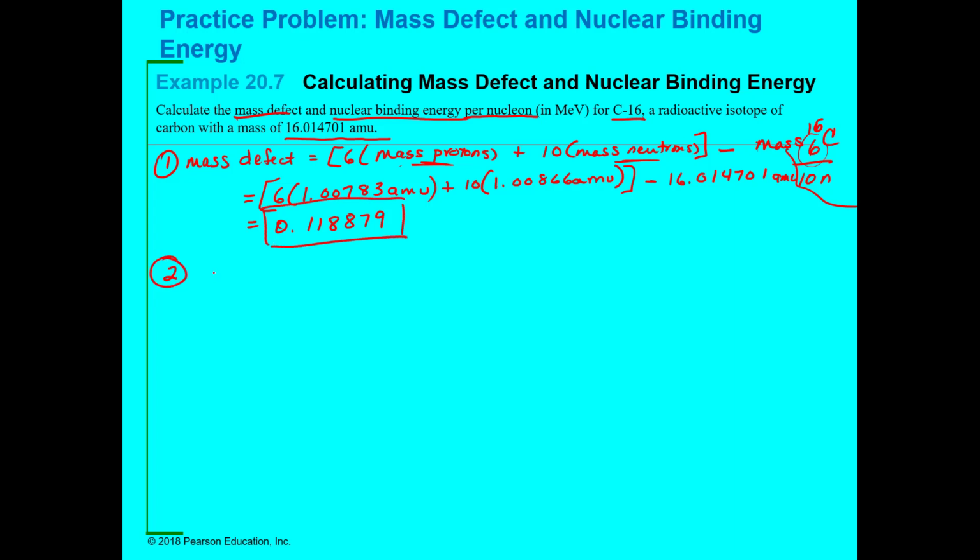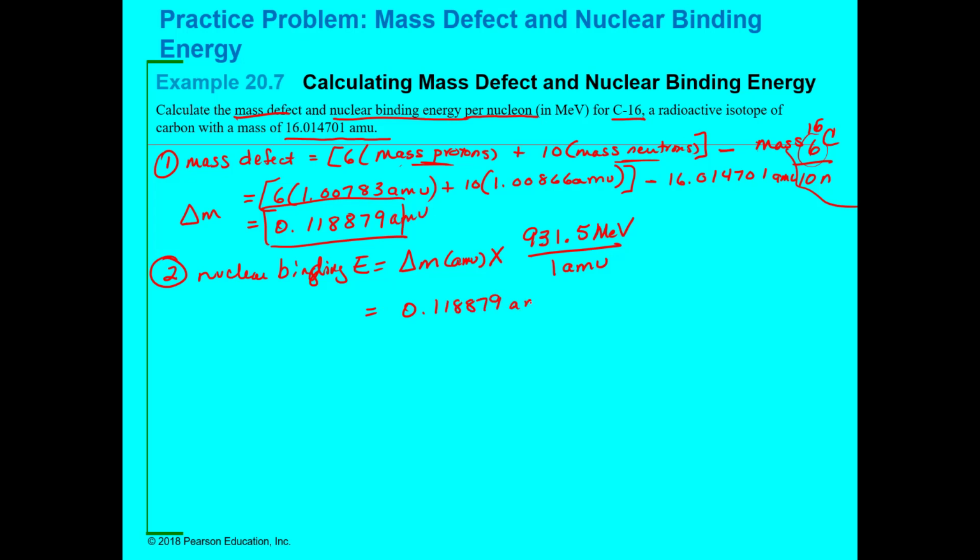The nuclear binding energy is the mass defect, so we call that delta M, the mass defect in AMUs, times 931.5 mega electron volts per AMU. Remember, I gave that to you on that other screen, so that's a conversion factor for you. So I put in my mass defect, 0.118879, that should be AMUs, times 931.5 mega electron volts per AMU. And that's going to give me 110.74 mega electron volts. And now that's for the whole thing.